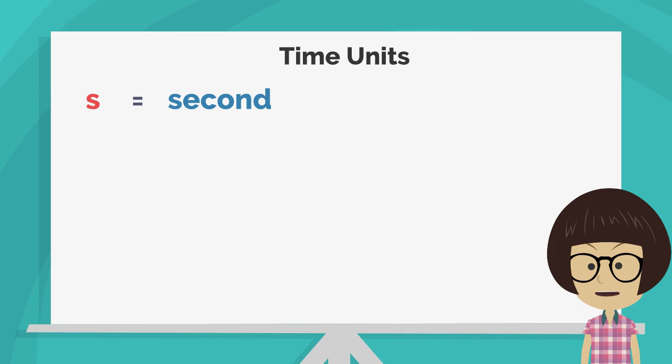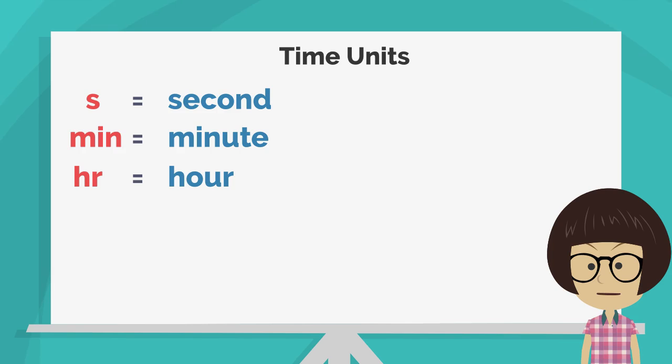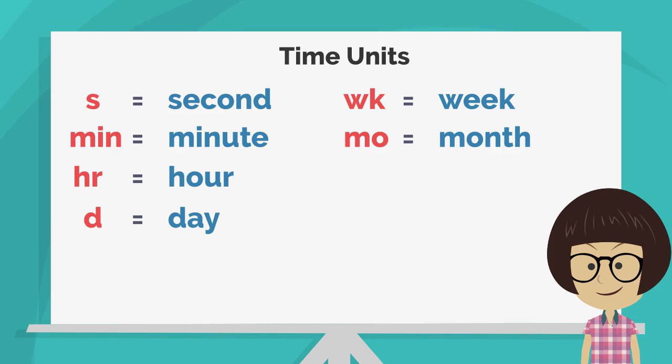S refers to second. Second. MIN refers to minute. Minute. HR refers to hour. Hour. Don't say hour, the H is silent. D refers to day. Day. WK refers to week. Week. MO refers to month. Month.